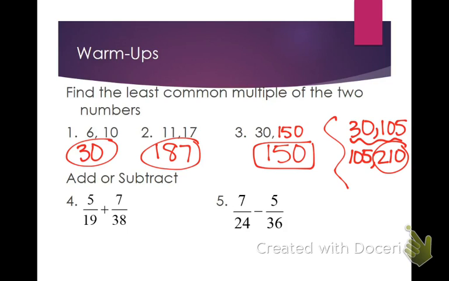Okay, so let's move on to adding or subtracting. We know that we need not a GCF, a common denominator. In common denominators, it's best if we can find the least common multiple. That's why we just talked about it. So what is going to be the least common multiple of 19 and 38?